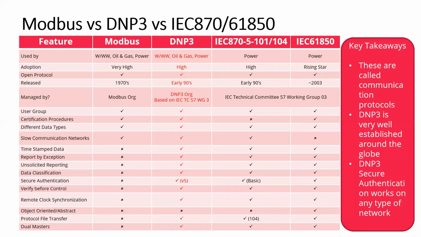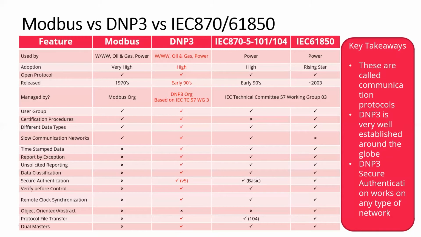And the newest kid on the block is IEC 61850. It's still very much in the power industry. And the biggest reason why somebody uses IEC 61850 today in the power industry is the way it addresses the objects. So that makes it very simple and very easy to use.